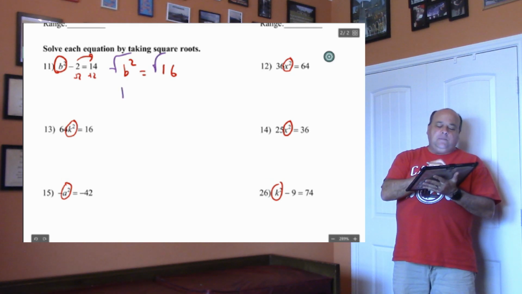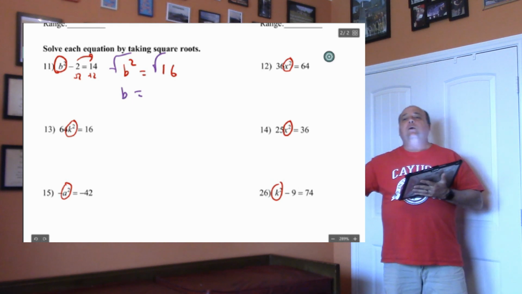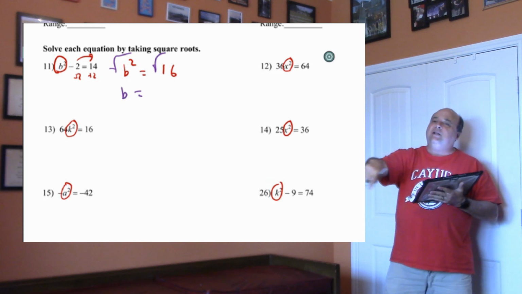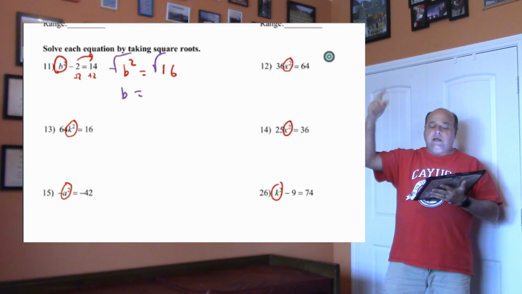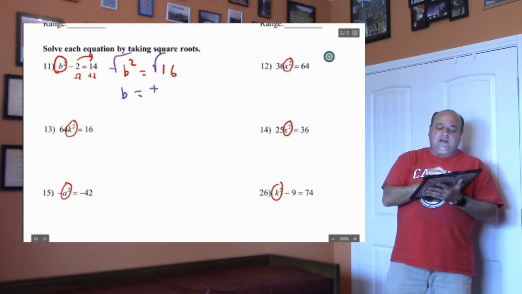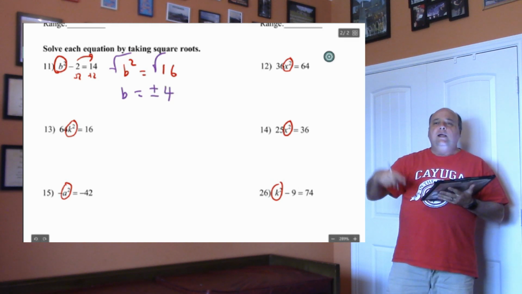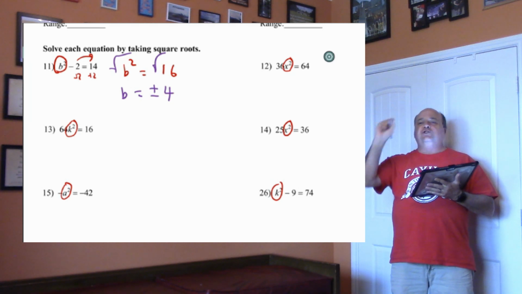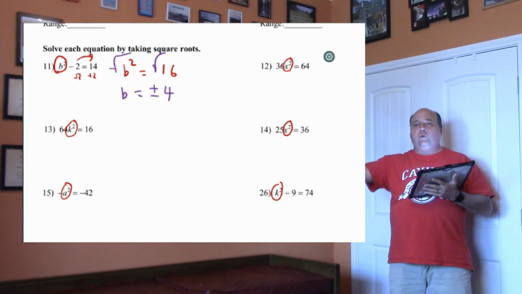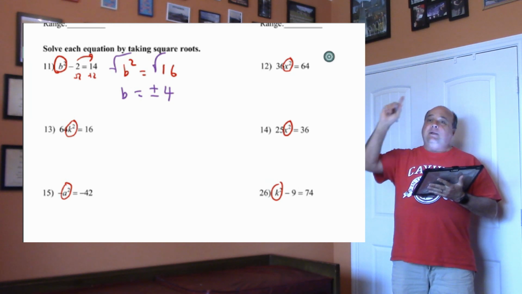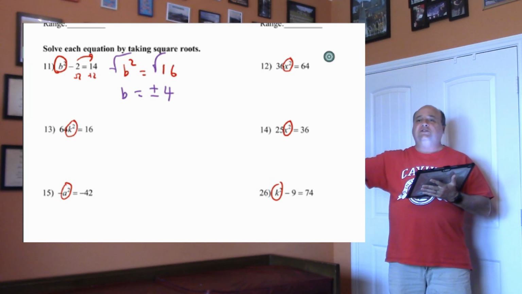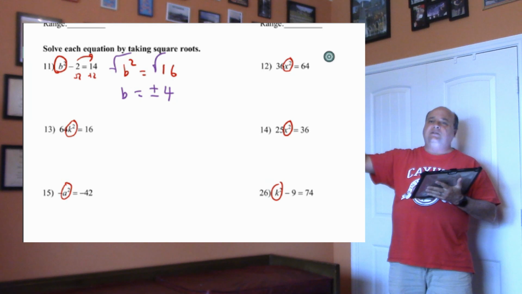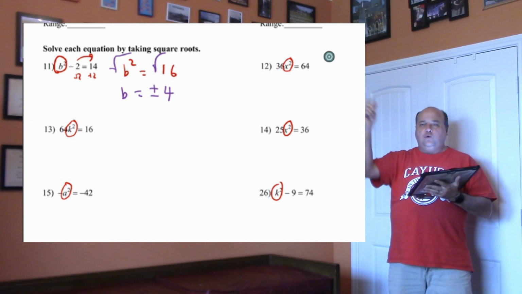Now then, that's going to give me b equals, but y'all remember, this is a parabola and it's going to cross the x-axis twice. So the answer is either a positive or a negative 4. And you write the answer down with a plus minus. So these answers, you'll put a plus minus and then your square root answer, okay? That means positive 4 times positive 4 is 16, and negative 4 times negative 4 is 16. I'll do one more for you.